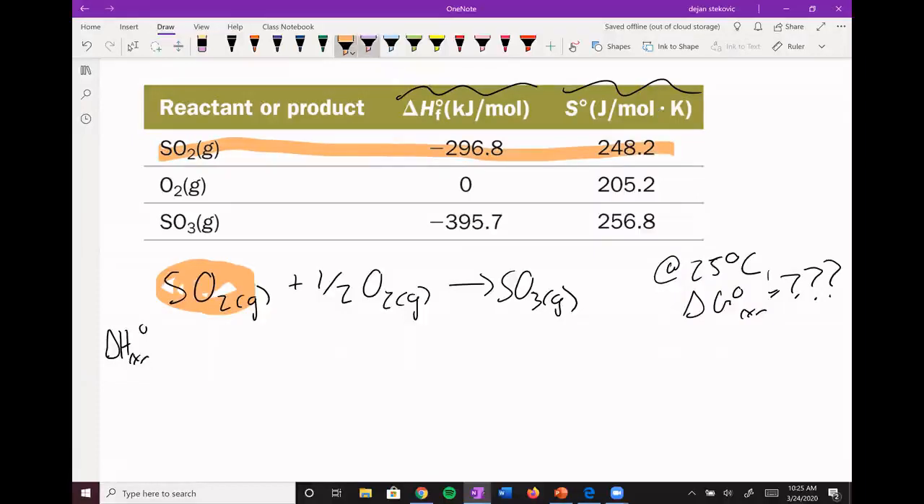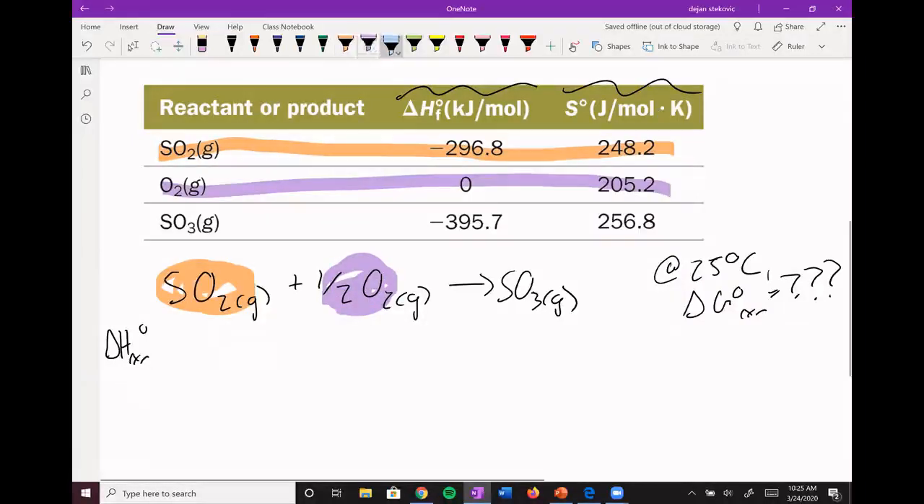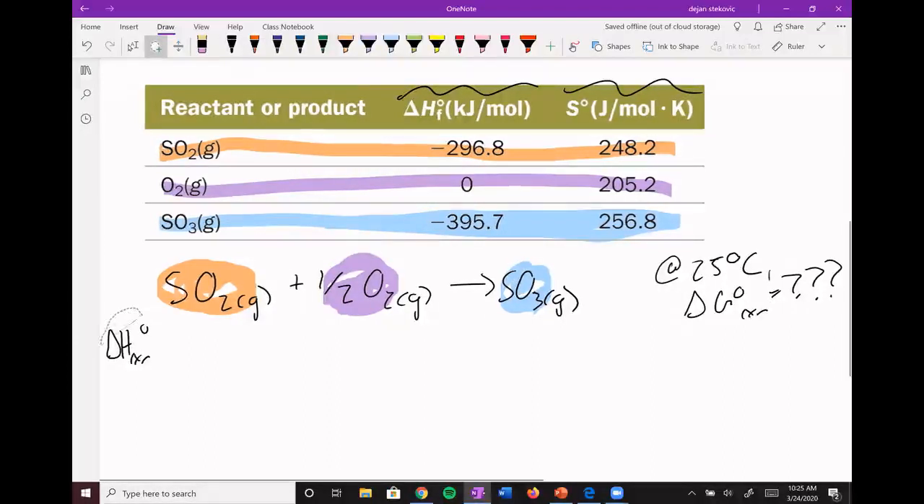So our first thing we see is SO2. So we find SO2. Next up we have O2. We find O2 in our table. And then SO3. Obviously, this is super easy because the table contains exactly what we want, but that's not always going to be true. You're going to have to find it for yourself.